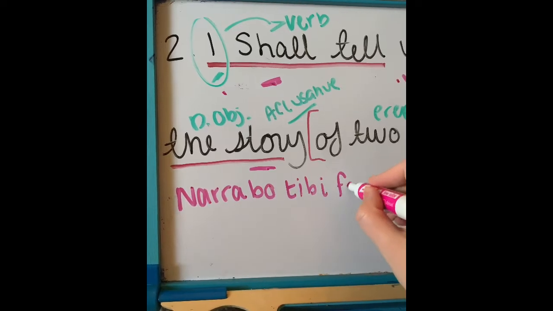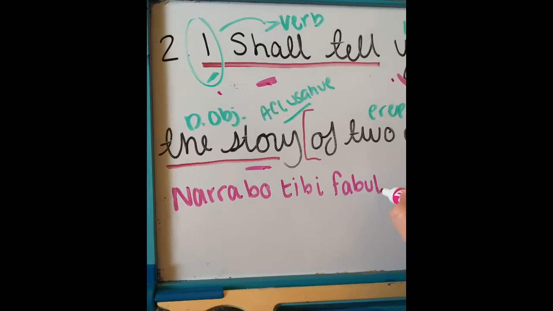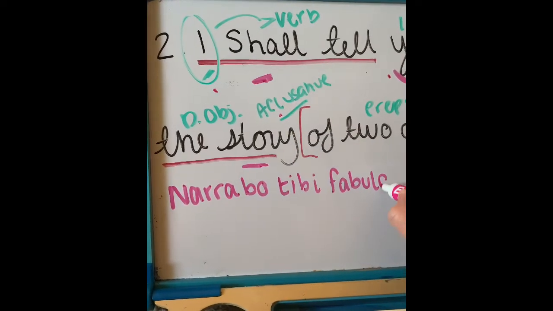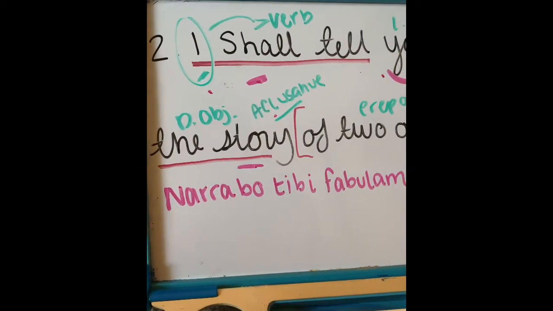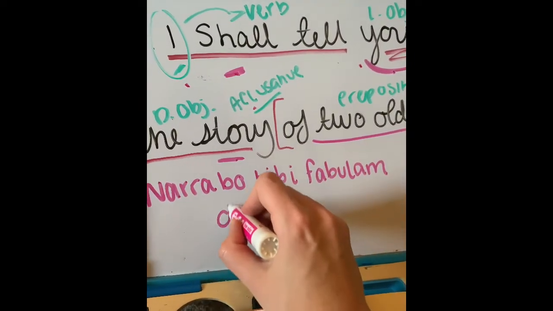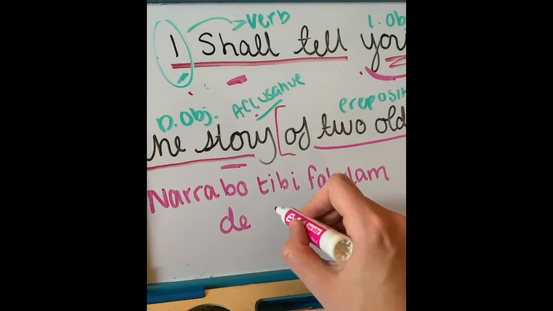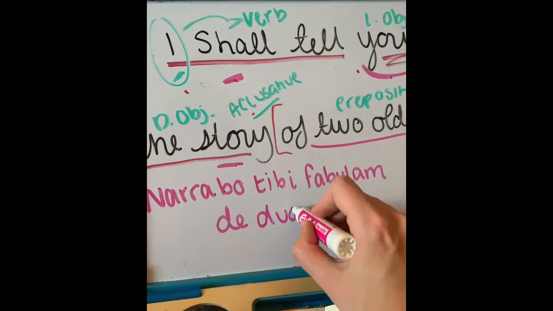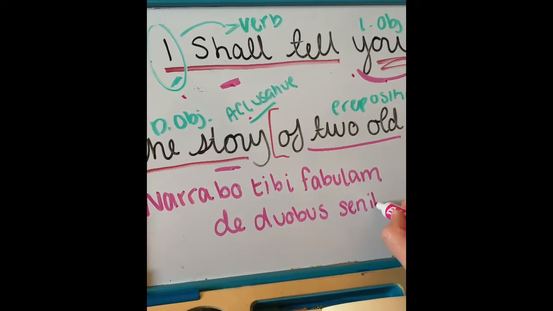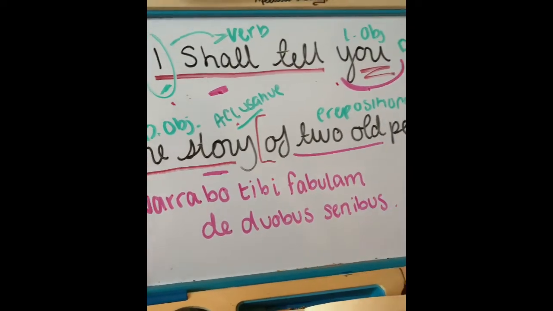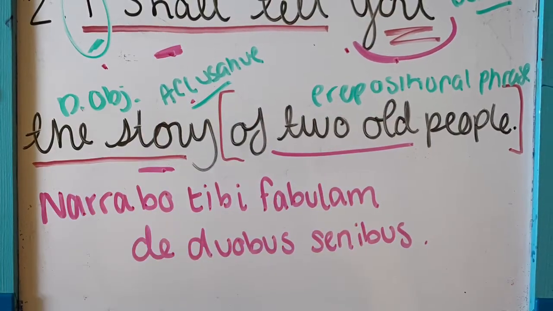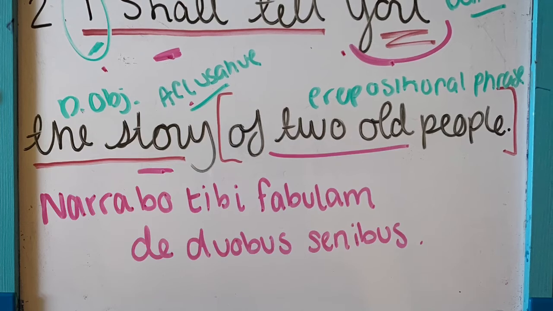We know story is fabula, but what ending do we need? If it's the accusative, we need to think through our chart. The accusative ending here, so narabo tibi fabulam, and then of two old people. Here I'm going to use a prepositional phrase de, so I'm telling you the story about two old people. And so we need to put those in the ablative, plural, because it's two old people. Duabus senibus. There we go. Narabo tibi fabulam duabus senibus. I'll keep it up for a second for you to copy it down.